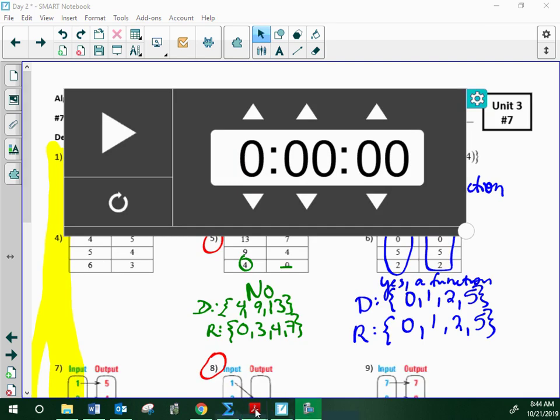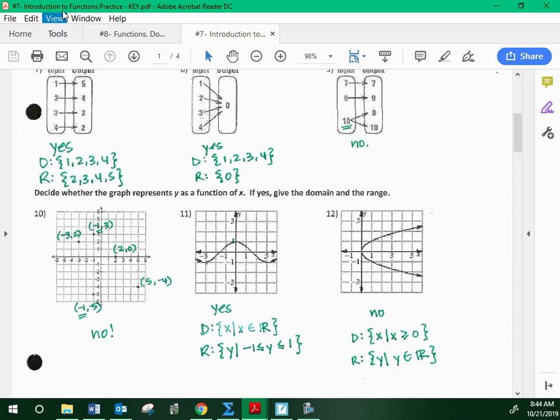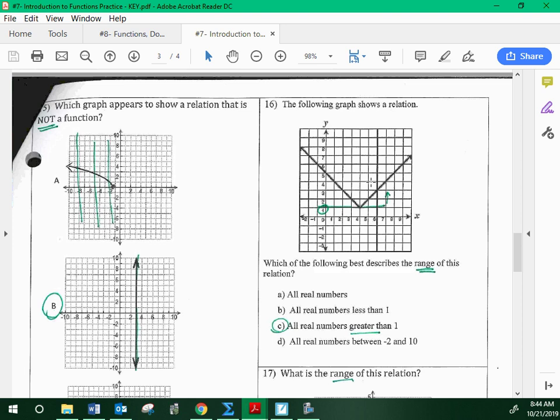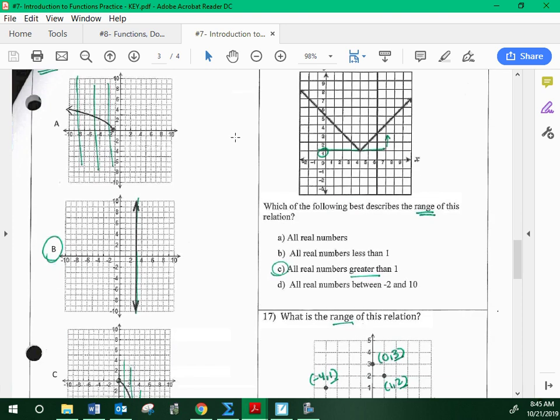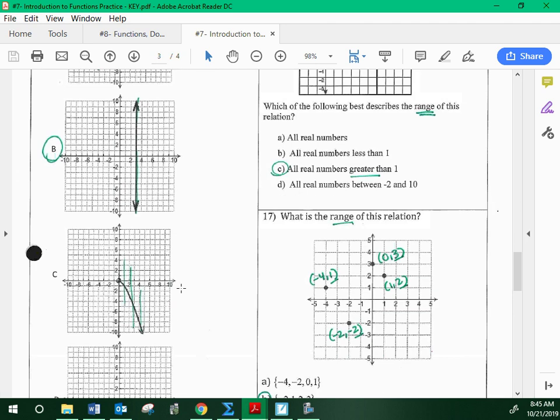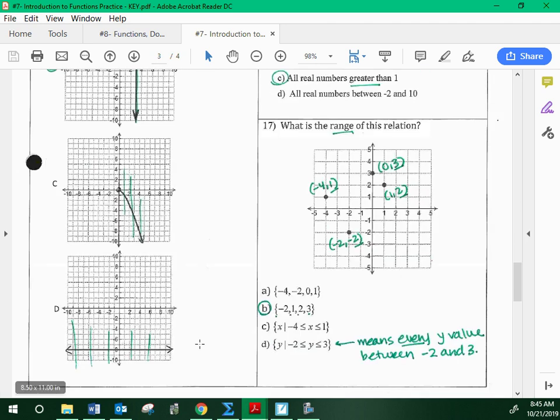Alright, so for those multiple choice, we already did those together. Which one is not a function for number 15? B, it fails the vertical line test. If you do your vertical line test on any of these other ones, they're all okay. It only hits at 1 point.